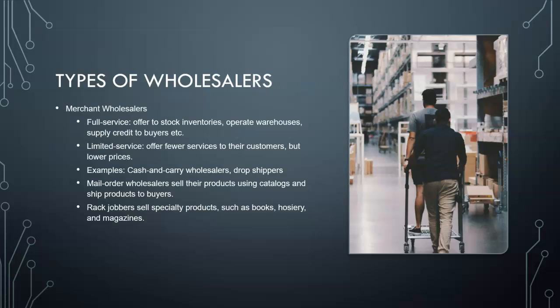Rack jobbers sell specialty products such as books, hosiery, and magazines. And also magazines are becoming obsolete. You don't see many people carrying around magazines. Now you can read your magazine on a tablet or a cell phone.